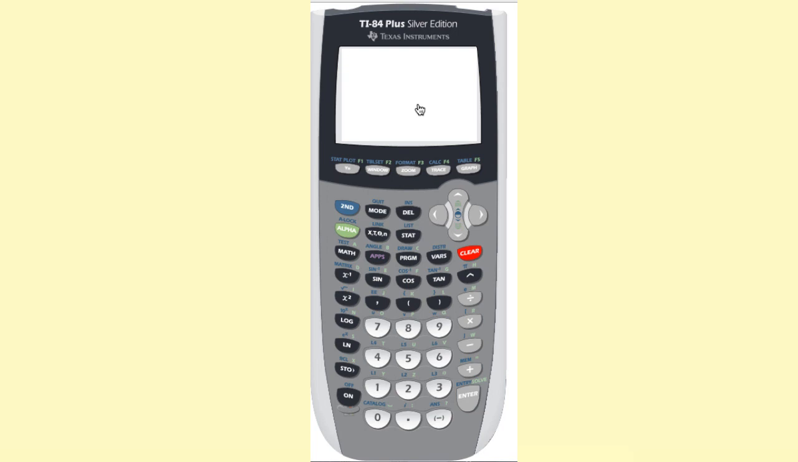So this lesson is all about graphing calculators. And the major point here is how you can change the viewing screen of the graph to work for you.